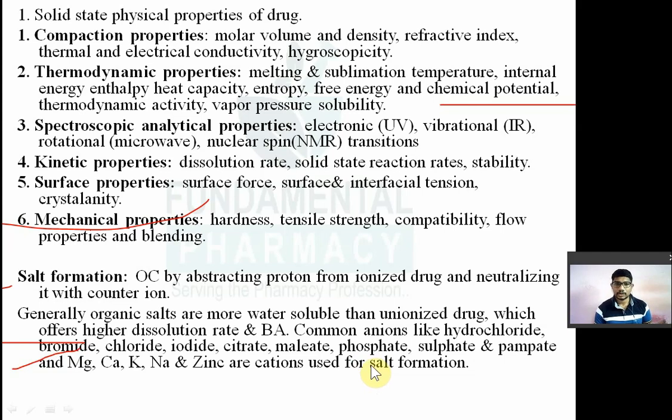You must have seen ephedrine hydrochloride, morphine sulfate, ferrous fumarate. So fumaric acid is the anion, and it forms a salt with the ferrous. So that is salt formation. Then again, cations like magnesium, calcium, sodium, zinc are nothing but the cations used in salt formation. And these are the anions used in salt formation: hydrochloride, bromide, chloride, iodide, citrate, sulfate, phosphate, etc. Okay. So the salt form of a drug is more water soluble.